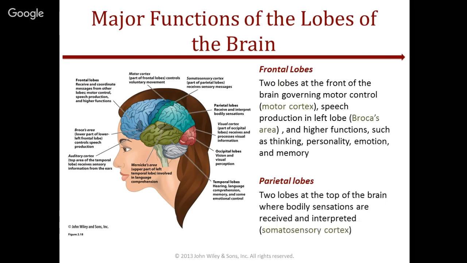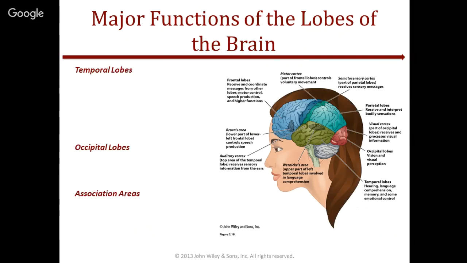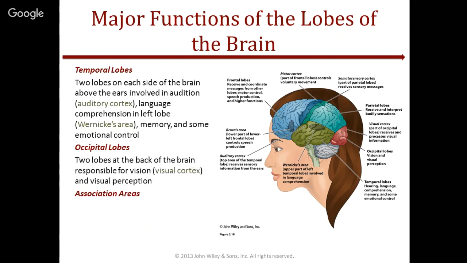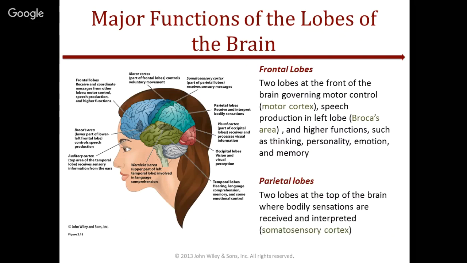So for your test, I want you to really hone in on the major functions of your lobes of the brain. You have your frontal lobes, you have your parietal lobes, you have your temporal lobes, and your occipital lobes. So let me go back to your frontal lobes and your parietal lobes. You need to know those four major lobes of the brain and be able to know the functions of those lobes. So you have the frontal lobe.